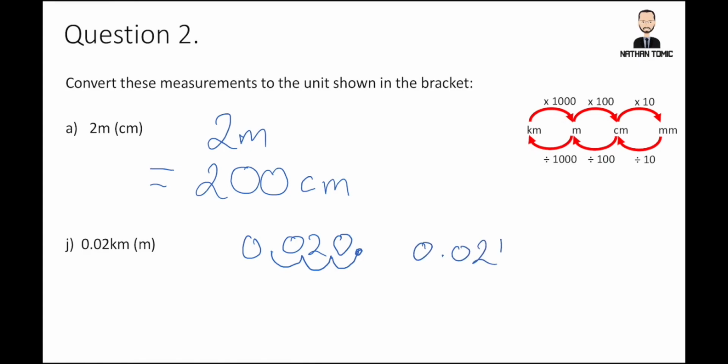Okay. So now what we have is 0.02 kilometers is equal to 20 meters. So our decimal point was here at the end. Technically there's a 0 there. We don't need to show any more, and that's what we want. 20 meters is 0.02 kilometers.